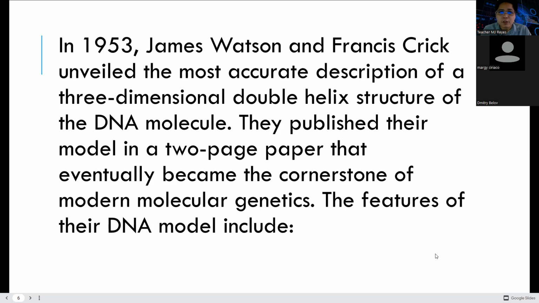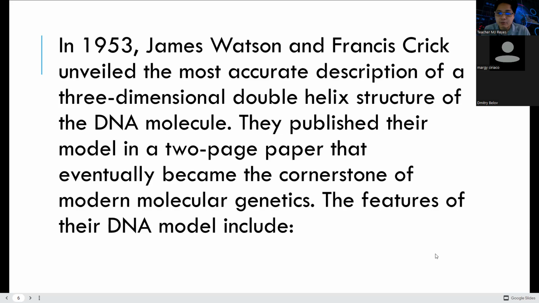Talking about James Watson and Crick, again, what did they actually create? A three-dimensional double helix structure, a concrete one, with all the three components of the DNA, and they published their model in a two-page paper that eventually became the cornerstone of modern molecular genetics.